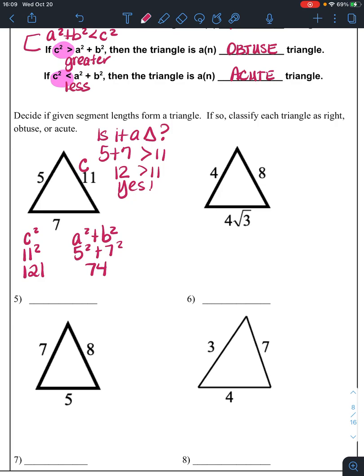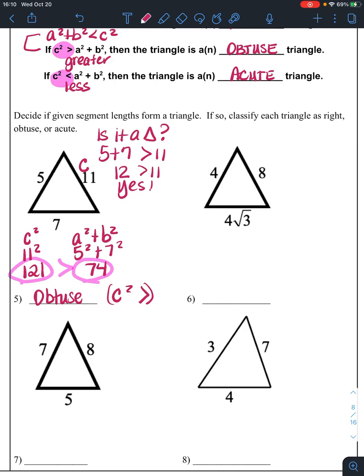Well, C squared is 121. And it is indeed greater than 74. C squared is greater. I'm just going to put that over there so we have a note as to why this is the answer, which means that this triangle would be obtuse. Now, you could go into GeoGebra and draw these triangles and make them match up and draw it to scale, and it would actually be an obtuse triangle.